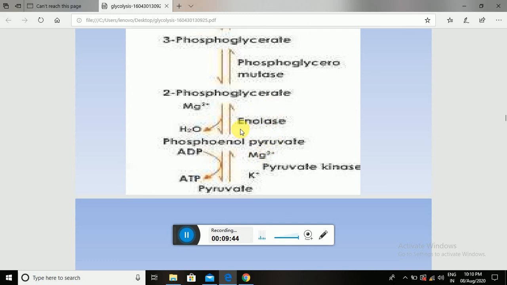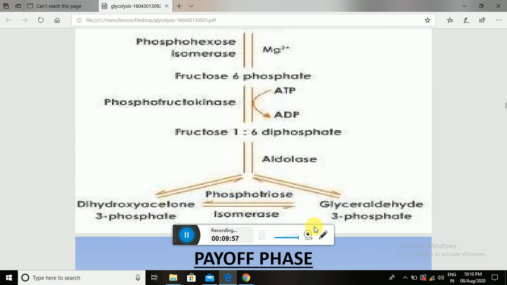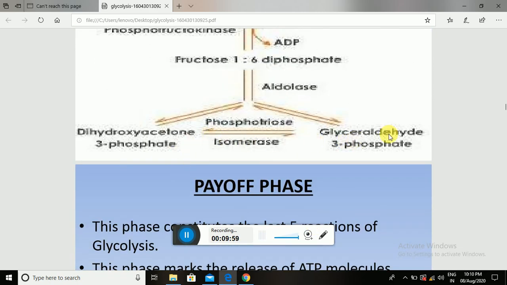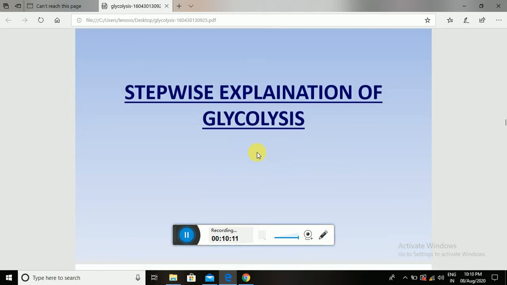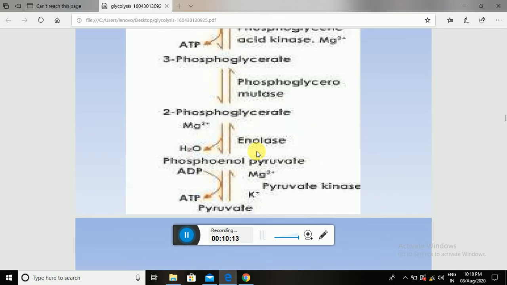Also, the 6-carbon molecule of glucose splits into 3-carbon compounds, dihydroxyacetone phosphate and glyceraldehyde 3-phosphate. This dihydroxyacetone phosphate gets converted into glyceraldehyde 3-phosphate with the help of phosphotriose isomerase. Because of this isomerization, dihydroxyacetone phosphate is converted into glyceraldehyde 3-phosphate.